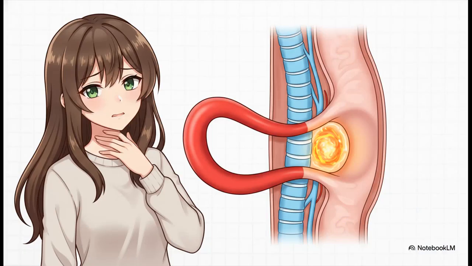Now, a quick but important clarification. The single most common arch anomaly of all is actually a little different. It's an aberrant right subclavian artery that comes off a totally normal left arch. Now, this doesn't usually form a full ring, but that wayward artery still often sneaks behind the esophagus. And when it does that, it can cause problems with swallowing, a condition called dysphagia lusoria.